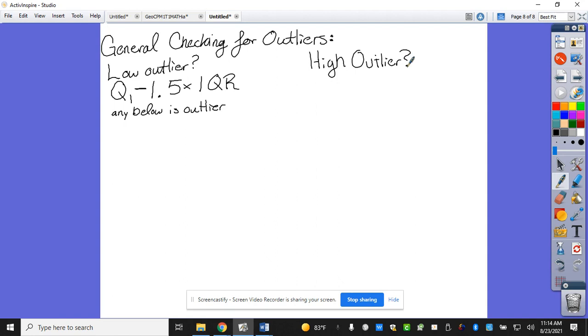So I have to check for it on the low end. I also have to check for it on the high end. So when I check for a high outlier, I'm not starting at Q1 anymore. Now I'm going to start at what? Q3 plus 1.5 times IQR, because I want to go to the right now instead of the left. And I'm still checking 1.5 boxes. Yeah. And any above is outlier.